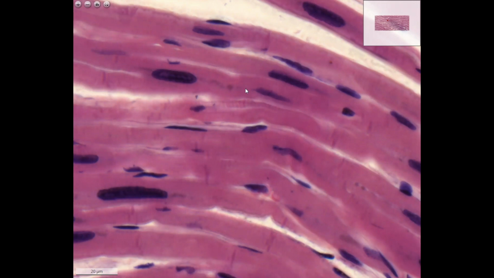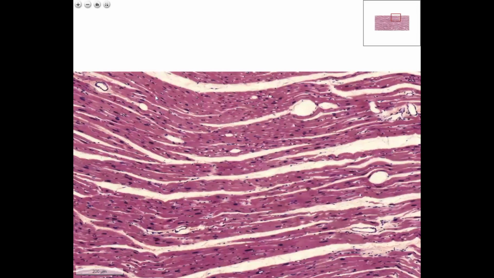In this actual area, you see also these large nuclei, which are the nuclei of the heart muscle cells, and you see some narrow, elongated, smaller nuclei. These may be fibrocytes or maybe endothelial cells in the wall of a capillary.